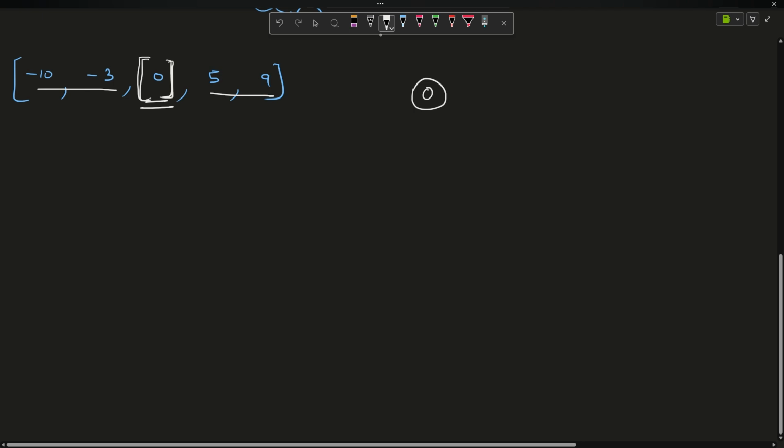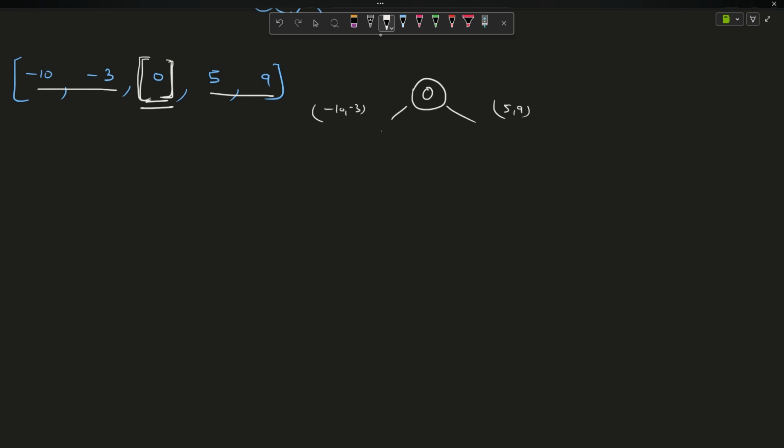Now, because minus 10 and minus 3 are less than 0, that is the left part is less than 0, it will come in the left subtree. So minus 10, minus 3 will come here, and 5, 9 is going to come here. From minus 10 and minus 3, what will I do? I can either put a minus 3 here, or I can put a minus 10 here, anything, right? For this, what did we do? We actually did something like this. So my indexes are 0, 1, 2, 3, 4.